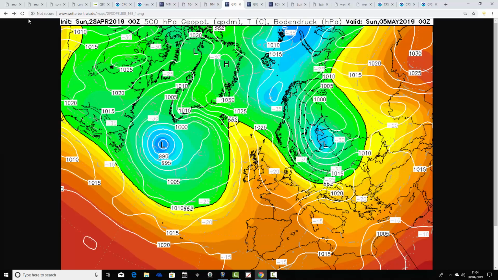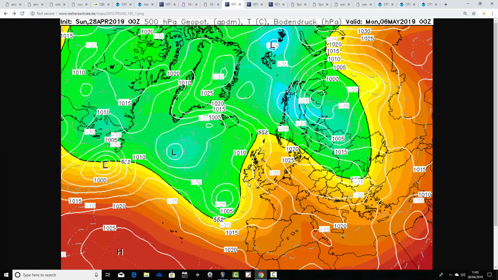That high pressure then sort of sits around the country as we get through to Sunday, so that could give us quite a nice day on Sunday as the wind begins to shift round more towards a southerly, southeasterly direction. That would start to lift the temperatures up a little bit as well. But not hanging around very long.